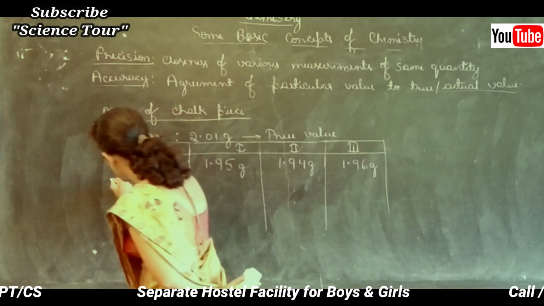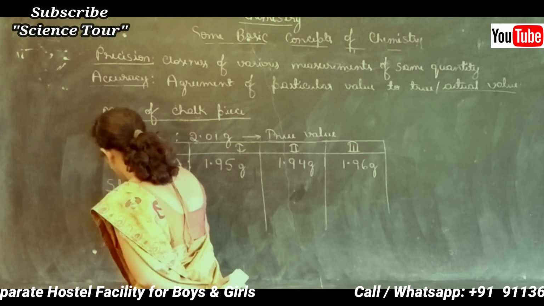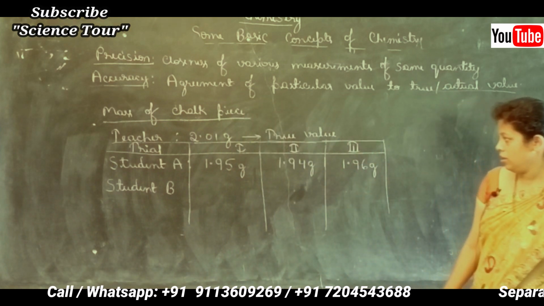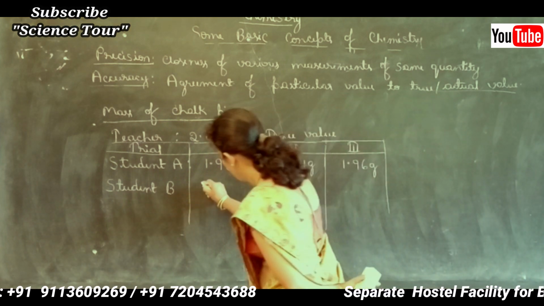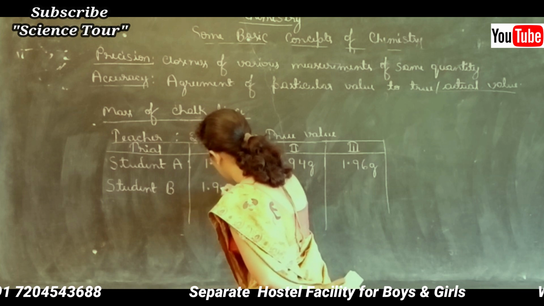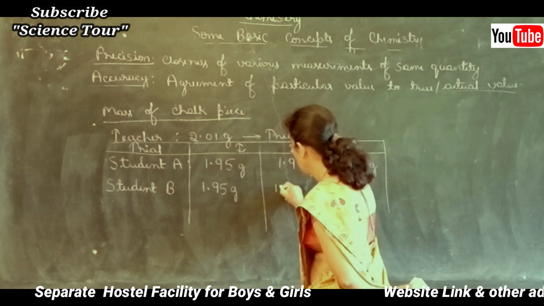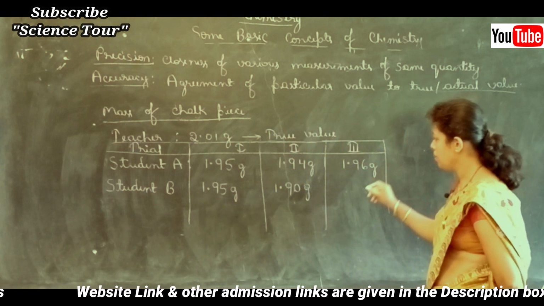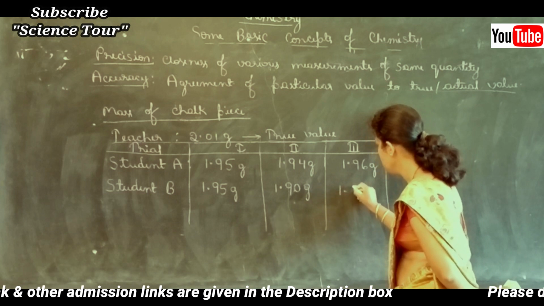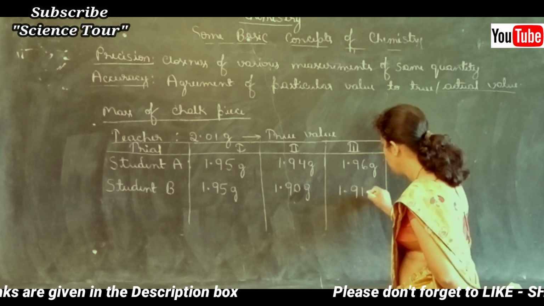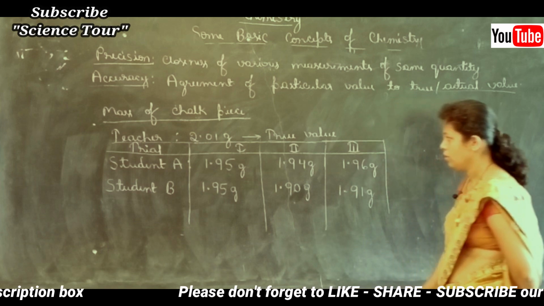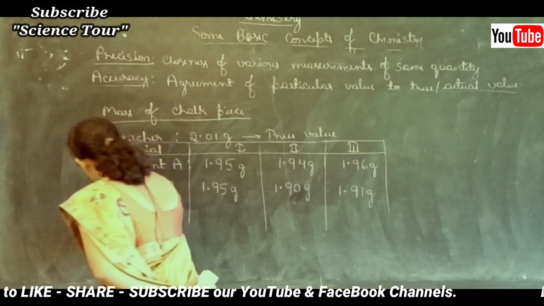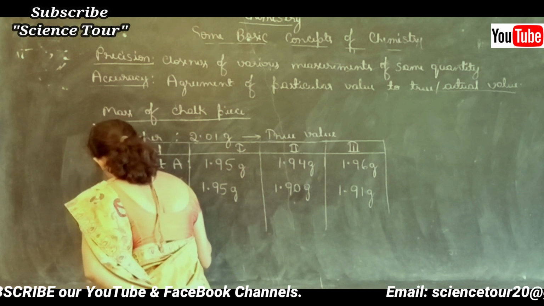Now let's say student B does the measurements. When student B does the measurement, he gets the values. First time 1.95 gram. Second time 1.90 gram. Next time 1.91 grams. He got these values.